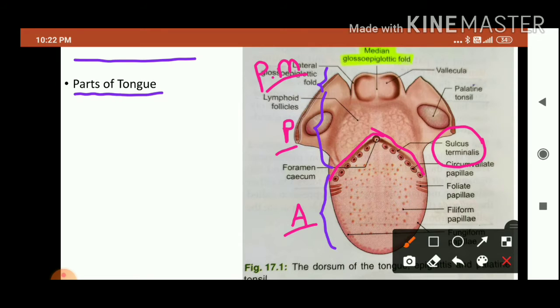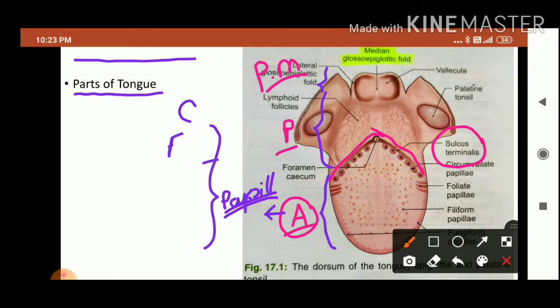Now, what are the characteristic features of this anterior part? Remember, another name of this anterior part is the papillary part. Why is it called the papillary part? Because this is the only part of the tongue which contains papilla. What are the four types of papilla we see? They are mainly circumvallate papilla, fungiform papilla, filiform papilla, and the last, the foliate papilla.